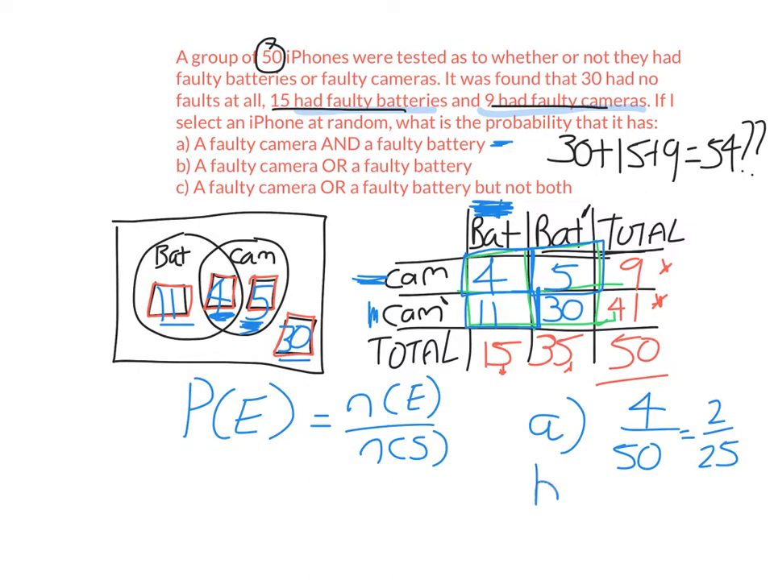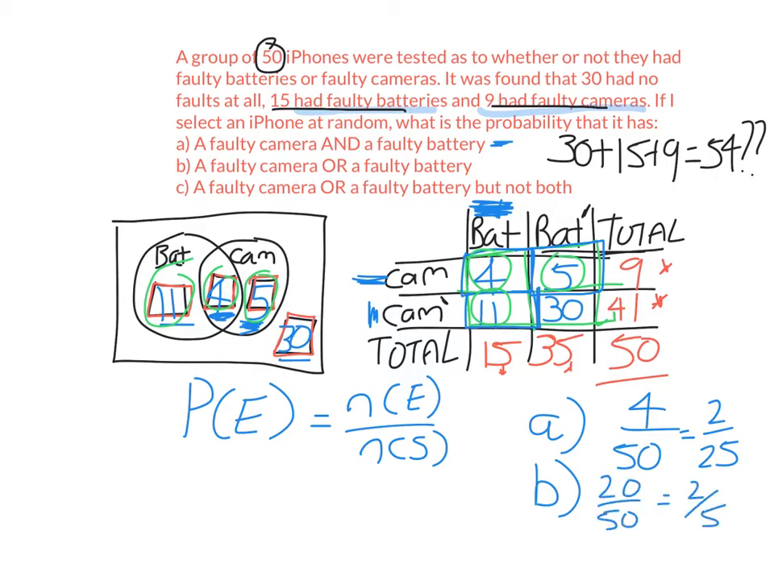So camera or a faulty battery. So in maths, when we say like A or B, we mean A or B or both. So what I really mean here is, what is the probability that an iPhone selected at random has a faulty camera or a faulty battery, or both? So in the Venn diagram, we're looking at these 3 numbers, because that includes all the batteries and all the cameras, and in the two-way table, these 3 numbers. So 5 plus 4 plus 11 is 20. So it's 20 out of 50, or 2 over 5, okay?